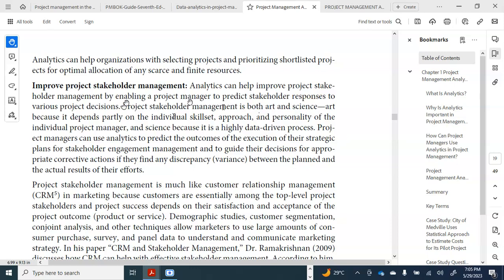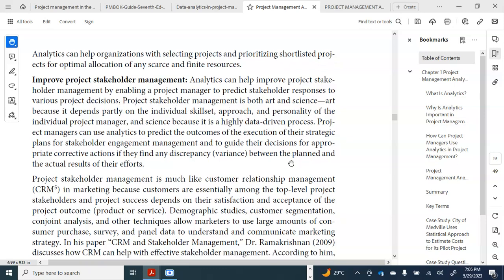Analytics can help provide project stakeholders management, enabling the project manager to predict stakeholders' responses to various project decisions. Project stakeholders management is both art and science. Art, because it depends partly on the individual skill sets, approach, and personality of the individual project manager, and science, because it is a highly data-driven process. You see that now? So if they ask you why project analytics is more of art and science, you need to define it: it is art because it is based on the skill sets, approach, and personality of the individual project manager, and science because it is highly data driven.